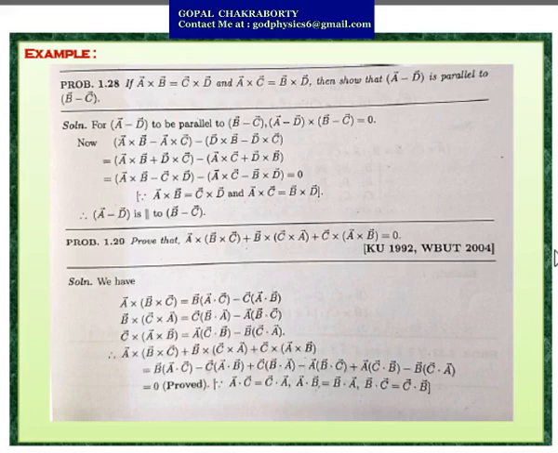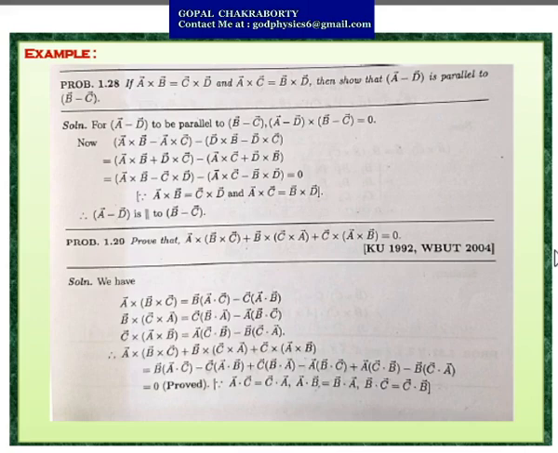To solve this kind of problem, again you have to start with the left hand side, and you remember the formula A cross B cross C, that means B A dot C minus C A dot B. So that formula you have to use. Substitute all the values for each part of the left hand side: A cross B cross C is B A dot C minus C A dot B. Second one, B cross C cross A, so C B dot A minus A B dot C, and the last one, C cross A cross B equals A C dot B minus B C dot A.